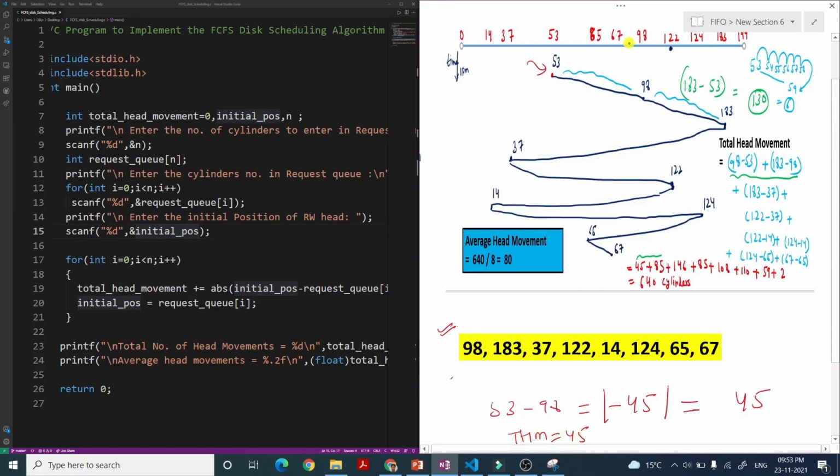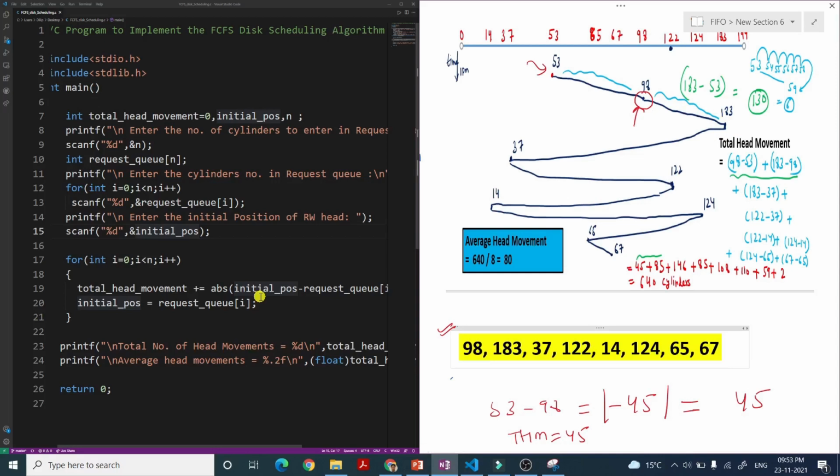Now this 98 will be my new initial position of the read write head. So I will update the initial position variable, and request key of I is stored in this initial position. After that we will again move to the next request, that is I equal to 1, that is 183. So we will again subtract 98 minus 183. 98 was the initial position that we changed in the previous iteration, and 183 is request key of the 1st position.